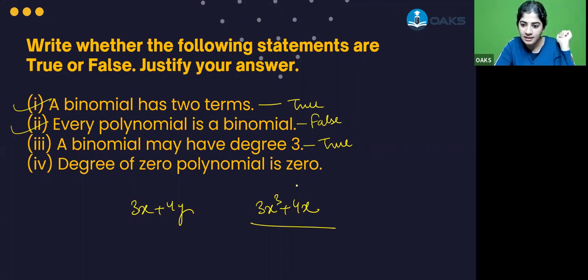Did you understand? Okay. So a binomial may have degree 3. Binomial just means two terms. Nothing related with the degree. Degree can be any degree: degree 3, degree 2, degree 0, any degree. Now, this is a true statement: a binomial may have degree 3. Now, the fourth one: degree of the zero polynomial is 0.